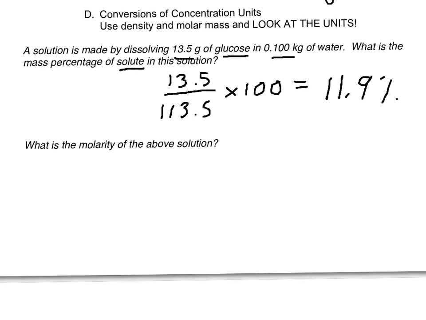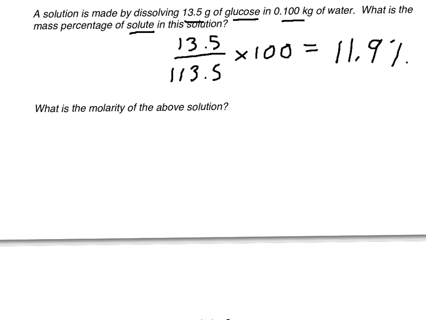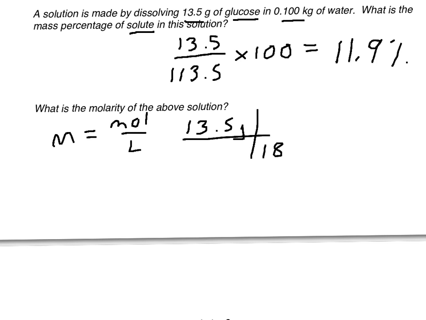To find the next part, what is the molarity of the above solution? We know molarity is moles per liter. So we're going to take moles of our solute, which again is glucose. So we change that 13.5 grams to moles by using our molar mass. Molar mass of glucose is about 180 grams per mole. And so we're going to get about 0.075 moles of glucose here.